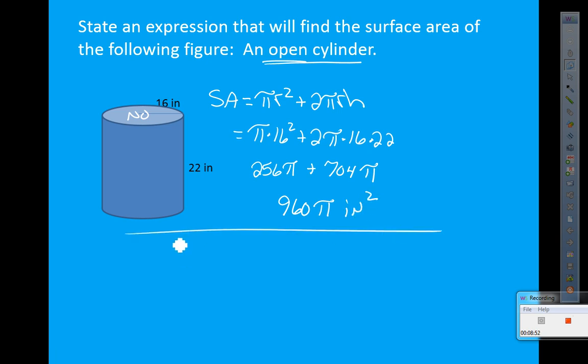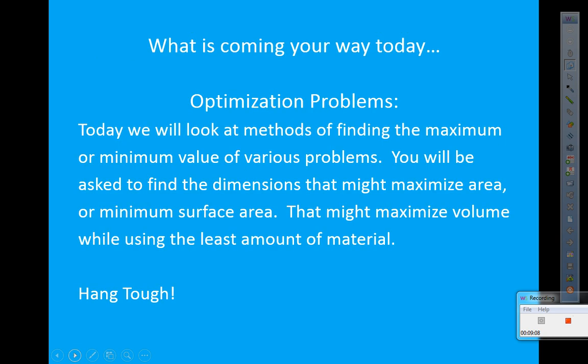Just on a little side note here, the volume of this is still pi r squared h. It doesn't matter if it's open or closed. The volume's going to stay the same. So that's just a trip down memory lane first. Now to get into the lesson. It's a tough little lesson.